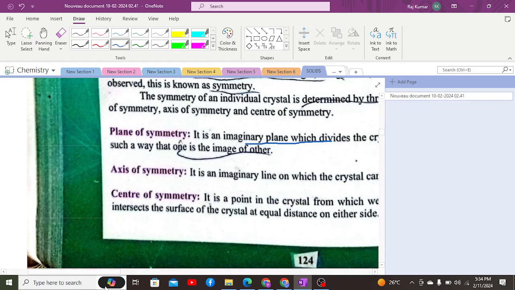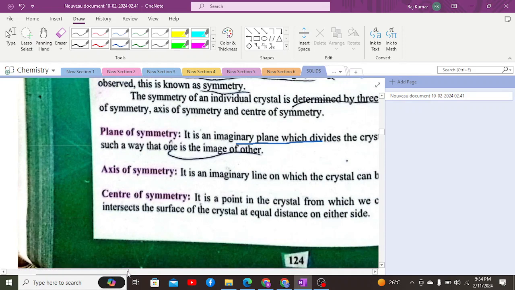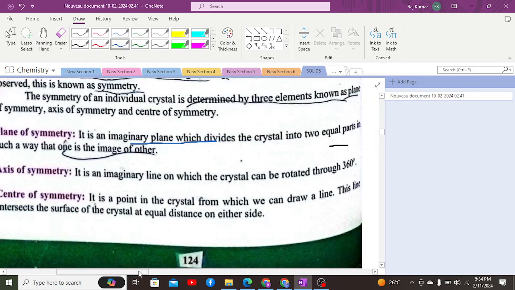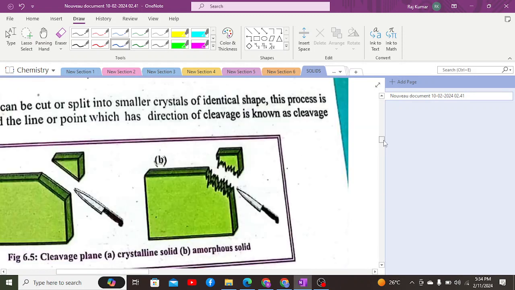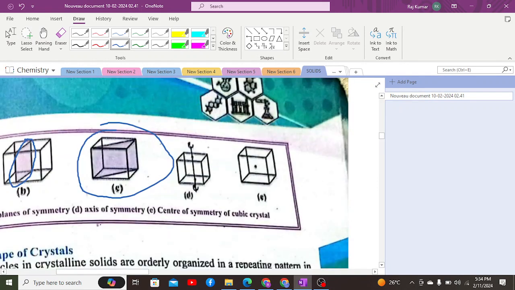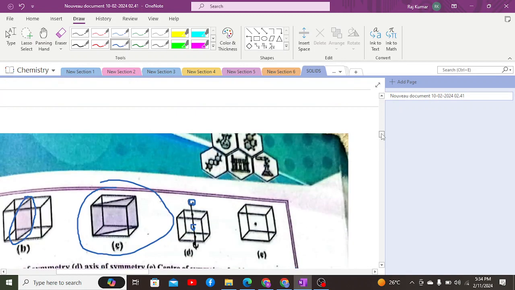Axis of symmetry is basically an imaginary line about which a crystal can be rotated through 360 degrees. As you can see, there is an axis of symmetry. If we rotate it through 360 degrees about this axis, we'll be able to do so. So this axis is known as the axis of rotation, the axis of symmetry.